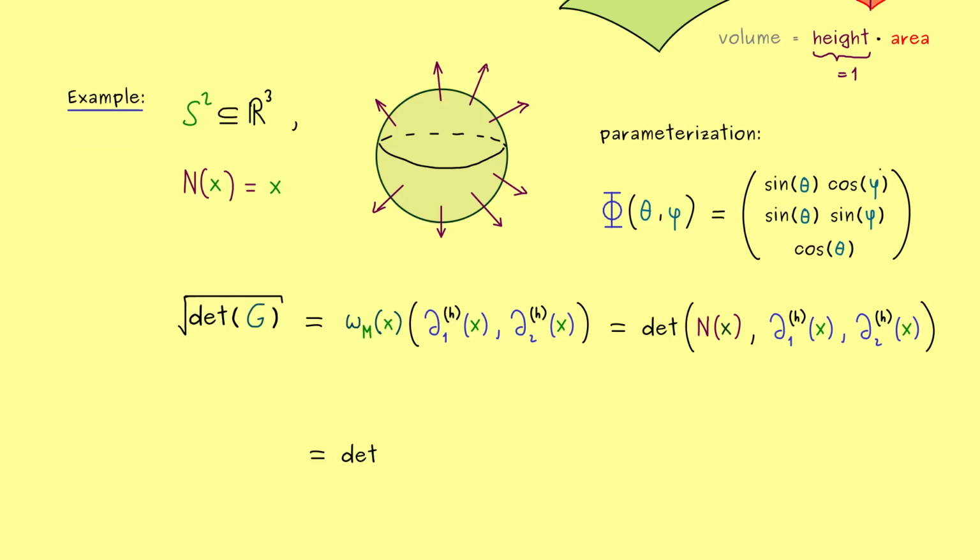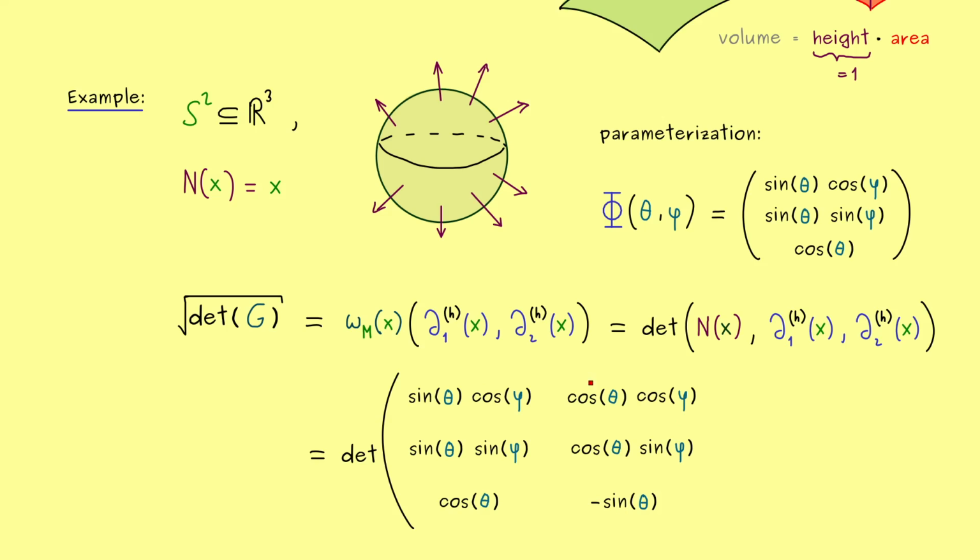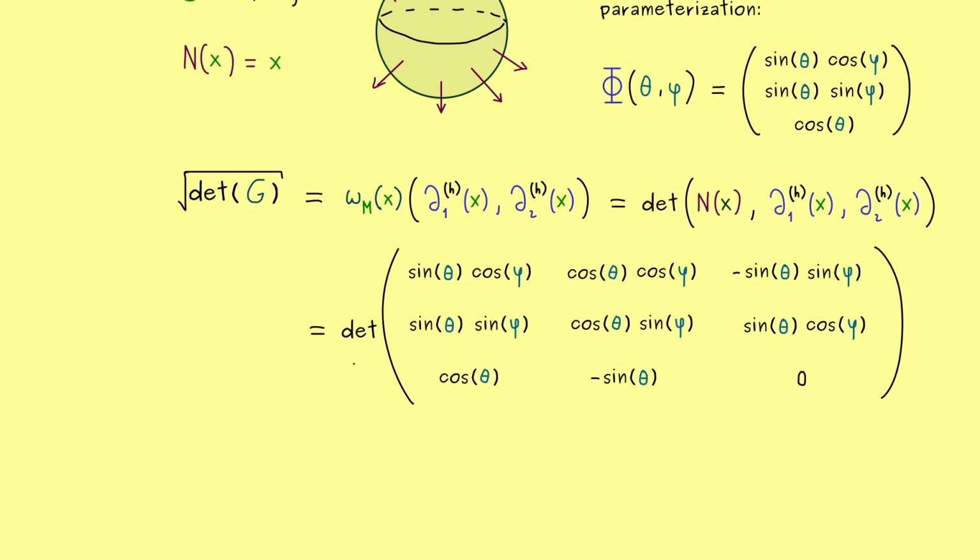If you really write it down with all the inputs, it does not look so easy, so maybe let's do it. Now the first column is just n of x, so just x, or with the parameterization, this vector here. And then comes the first partial derivative, which means with respect to theta. Hence, we get this nice column here. And then finally, the third column is given as the partial derivative with respect to phi. And there we have it. This is the real nice 3 times 3 matrix. And now you can calculate the determinant. And what we see is that we get out sine of theta.